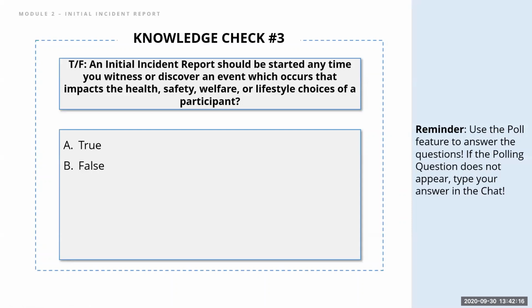So what we will do next is go over our next set of knowledge check questions. I'm going to read through it and then I'll bring it up in the polling and I'll give you all about a minute to answer. So true or false, an initial incident report should be started any time you witness or discover an event which occurs that impacts the health, safety, welfare, or lifestyle choices of a participant. So I'll go ahead and bring up that polling question. Like we did before, we'll give you about a minute to answer.